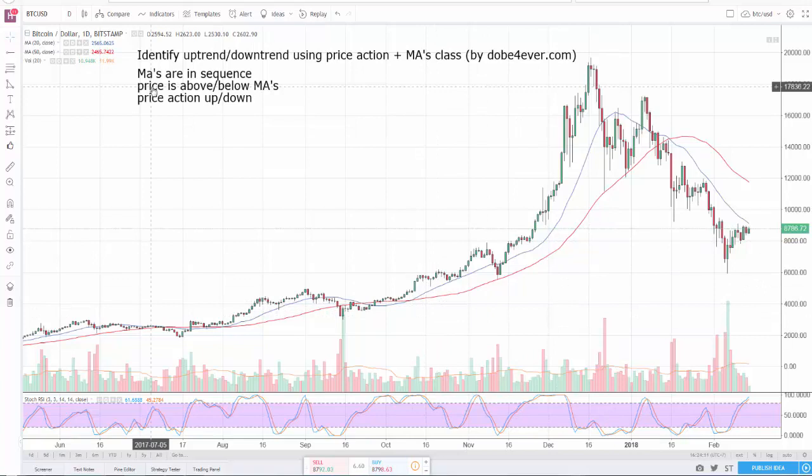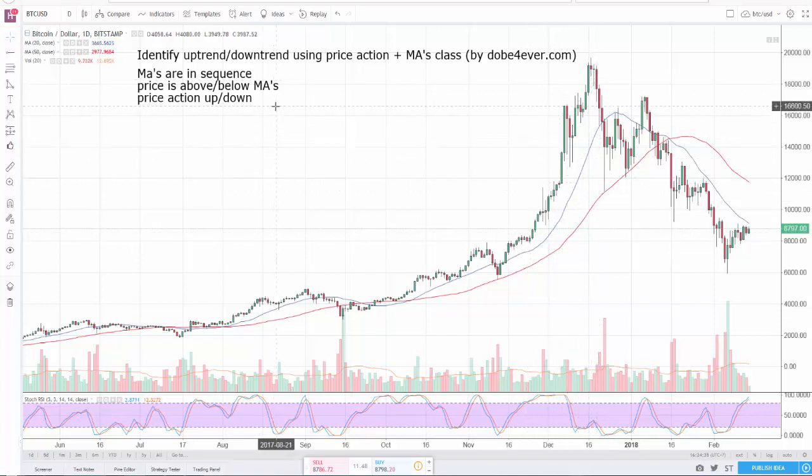The second rule is that the price has to be above moving averages, any moving averages, for it to be a valid uptrend. So for example, here this is a very clear uptrend because we have the moving averages in sequence and the price is above moving averages and just bouncing on moving averages and always staying above them.